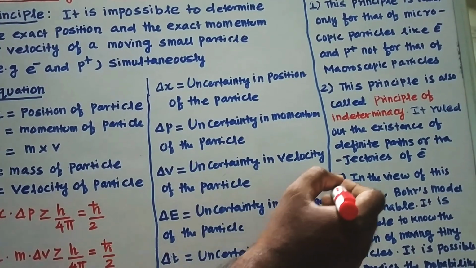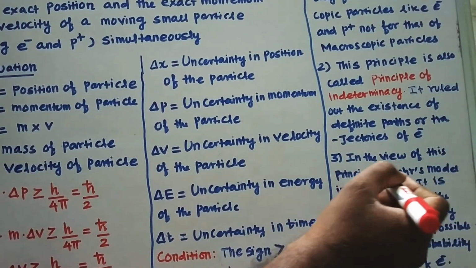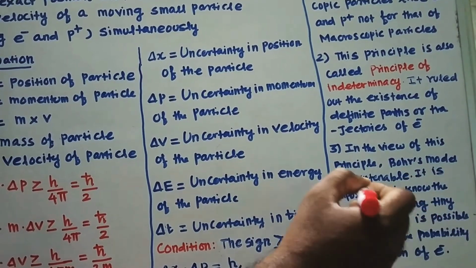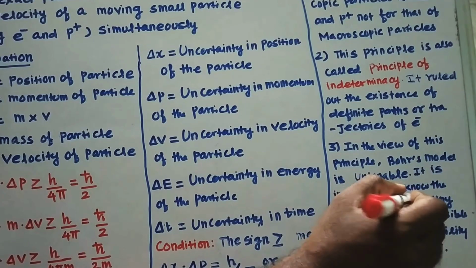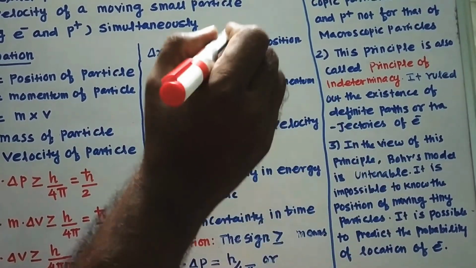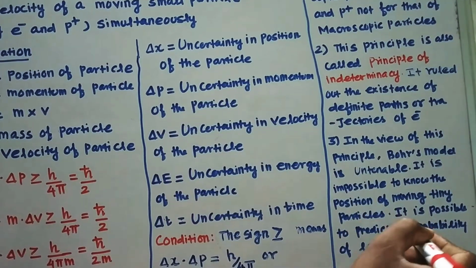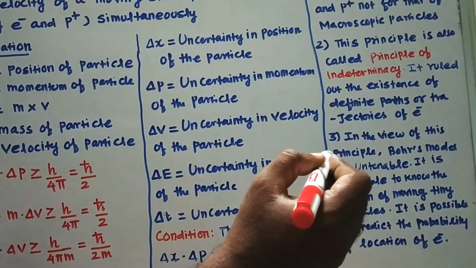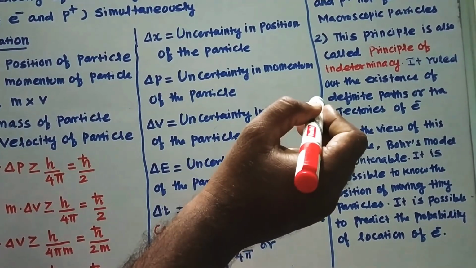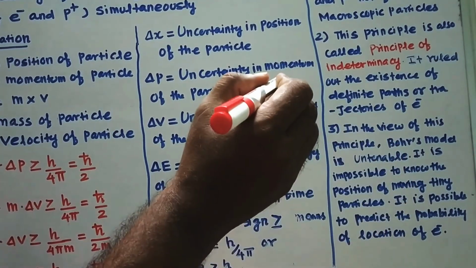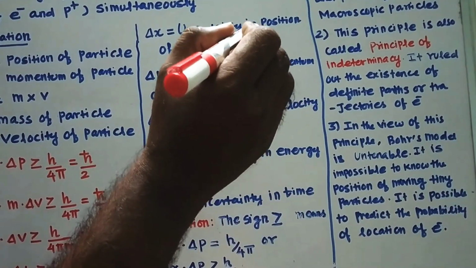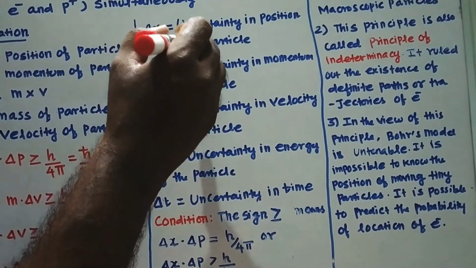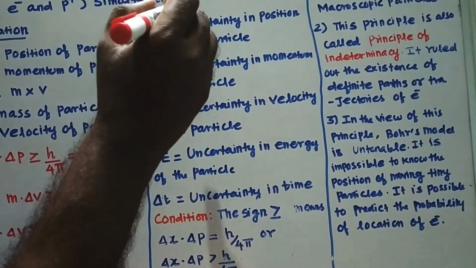Third one, in view of this principle, Bohr's model is untenable because it was omitted. It is impossible to know the position of moving tiny particles like electron. So we cannot predict the position and momentum of an electron. But it is possible to predict the probability of location of the electron. Therefore, it is possible to tell the probability of where the electron will be by using the coordinates r is equal to a function of x, y, z and the time. Therefore, this principle is very, very important because it ruled out the old Bohr's model of atom.